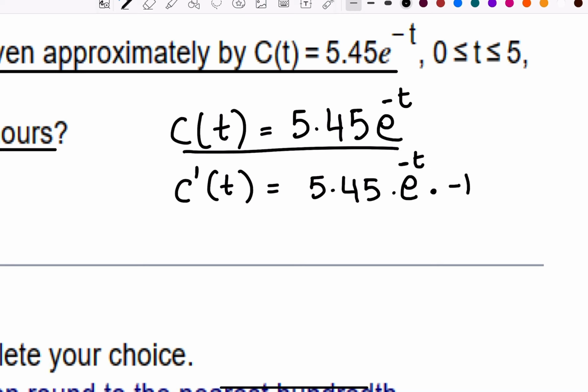So this is negative 1. So the final answer is negative 1 times 5.45 e to the power negative t. Now, does this make sense? Let's pause here and ask, does this make sense? Of course it does, because the moment you see a negative sign, you know that the drug wears down in your bloodstream. Now, let's put this into use.